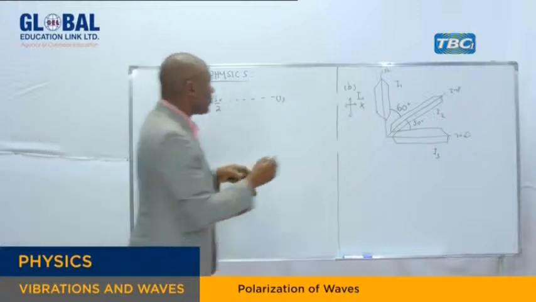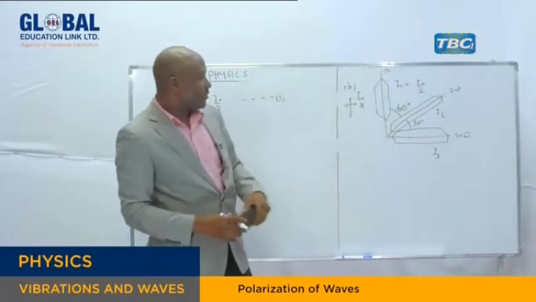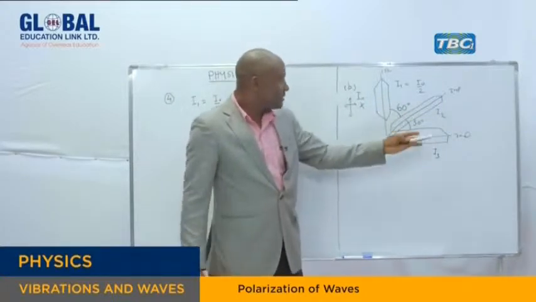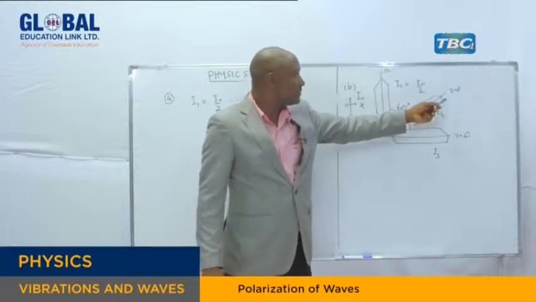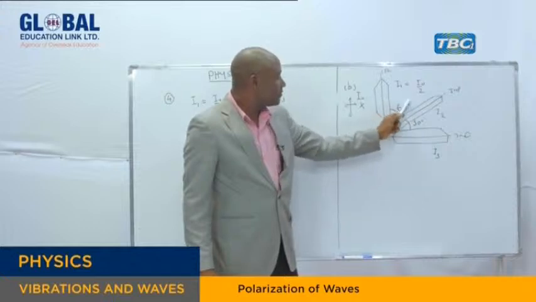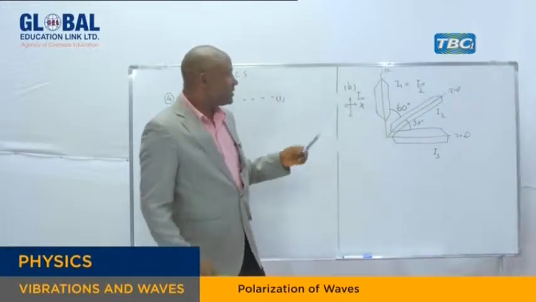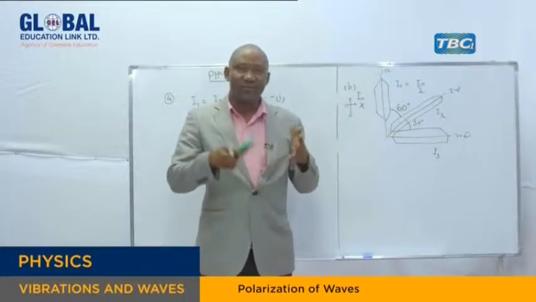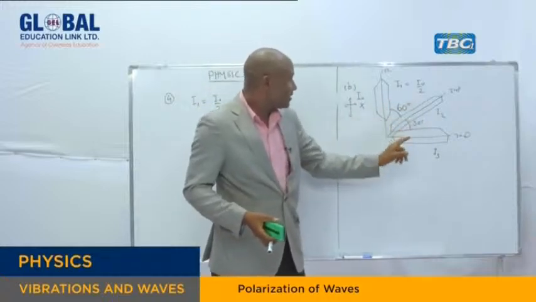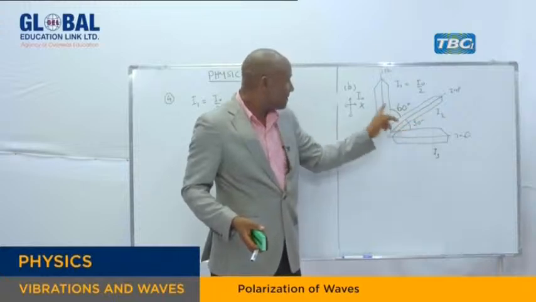Now, we know I1 is I naught over 2. When you're looking for the intensity of the light transmitted to the second polarizer, which is now introduced in the middle, the angle between the two polarizers should be known. According to Malus's law, when you're talking of the intensity of light transmitted through two polarizers, the angle between them should be known. The angle between these two is 60. That's where you apply Malus's law, but here you don't apply it.